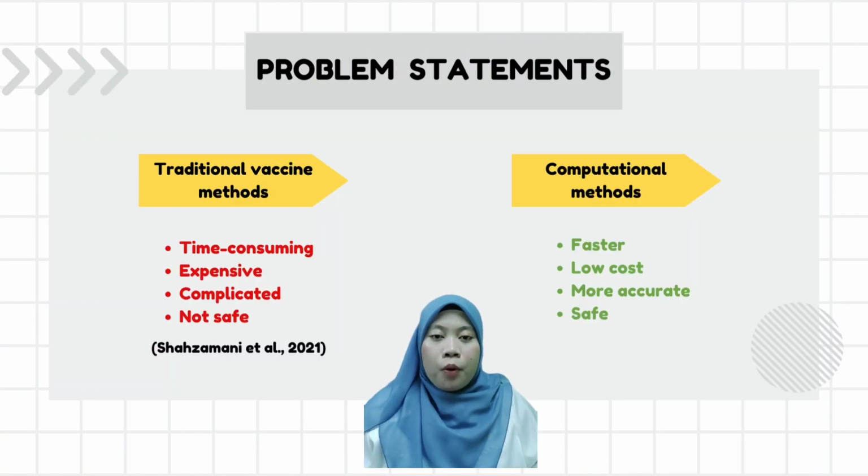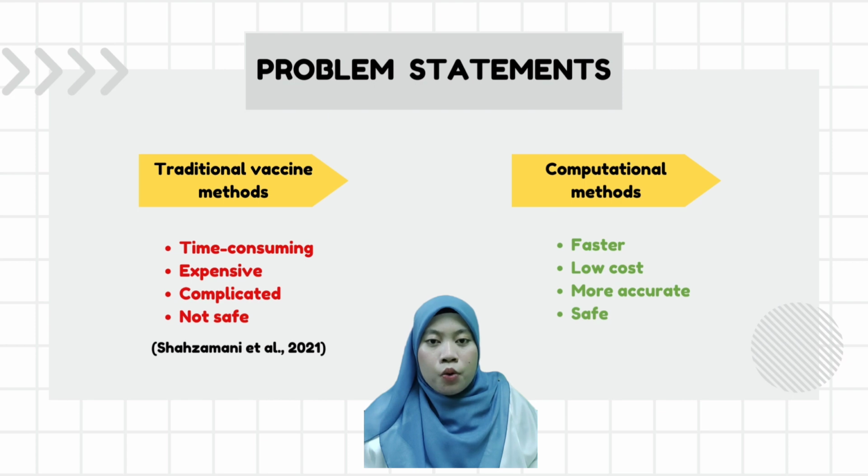Next, we move on to the problem statement. Based on research studies, the traditional method is time-consuming as it takes up to 10 years to develop. At once, it increases the expenses. The complicated protocol causes more tedious work to be done and introduces more exposure to this particular virus, which is not a safe option. In contrast, the computational method provides a faster, low cost, more accurate result and a safe environment as it only needs access to database tools to design a target vaccine in a dry lab practice.